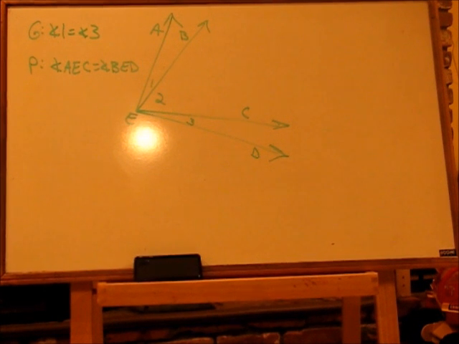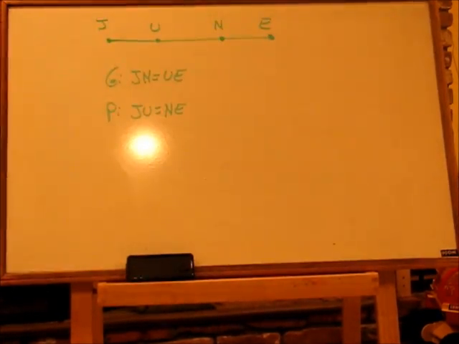I'm going to set up another one with segments, and then we're actually going to talk about our first theorem after this. Alright, so here's a proof involving, back to segments. Again, we're dealing with sort of the tricky situation. Calm down, little man. Tricky situation with segments. And you're given JN equals UE. You're trying to prove JU, the length of segment JU, is equal to the length of segment NE.